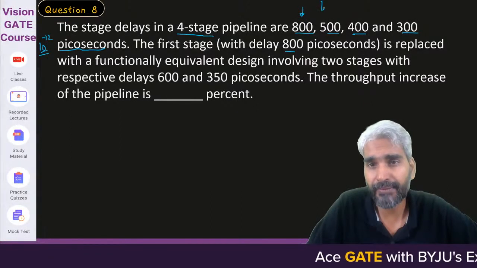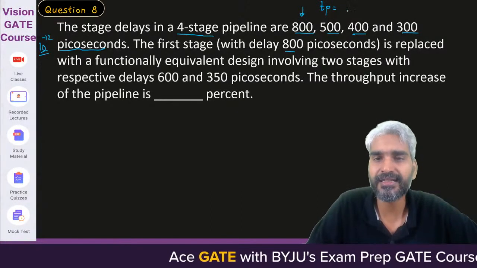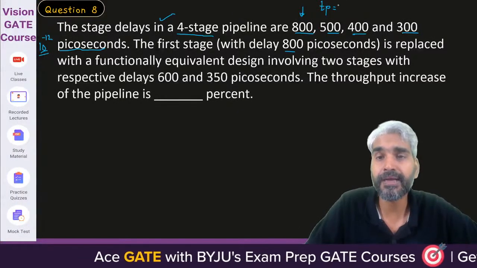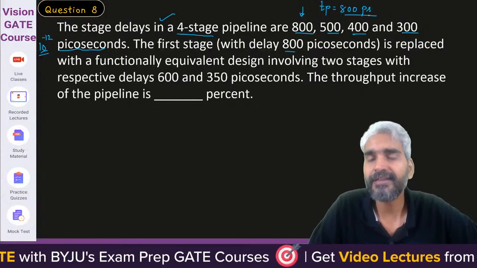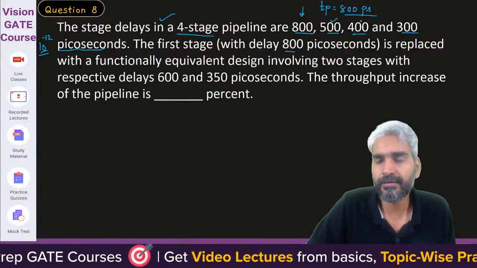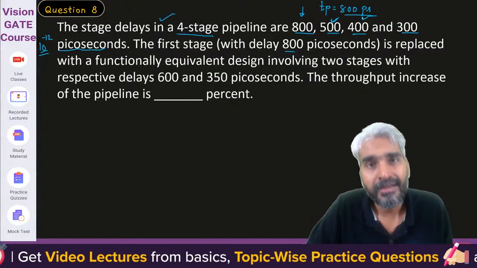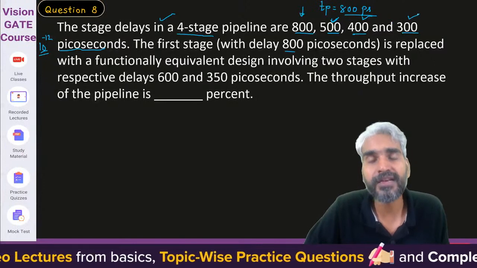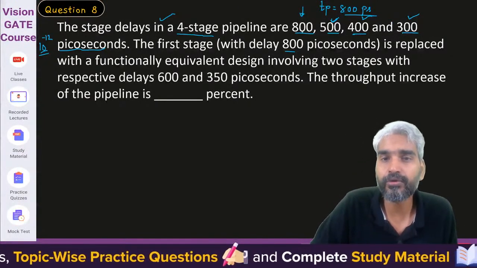So you know that TP will be the maximum of the stage delays, which is 800. So for this pipeline, TP will be 800 picoseconds. And we know that there will be wastage of 300 picoseconds in the second stage, wastage of 400 picoseconds in the third stage, and wastage of 300 picoseconds in the fourth stage. So it is actually trying to reduce this time.